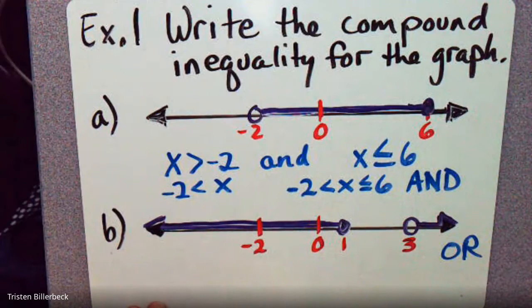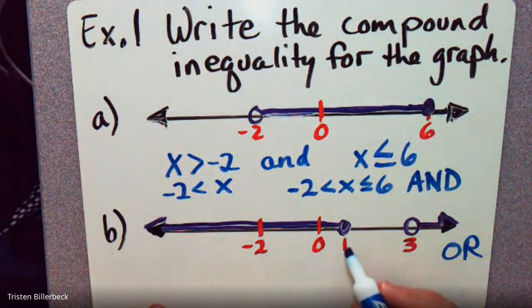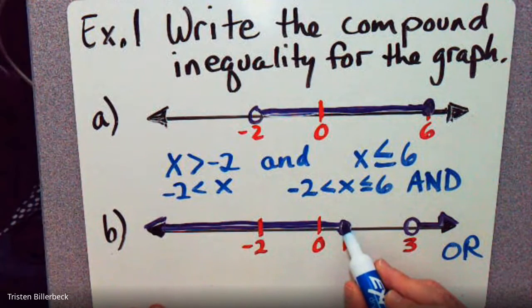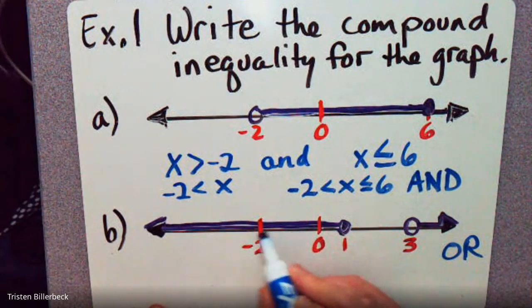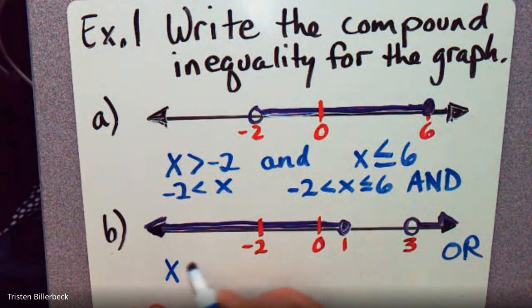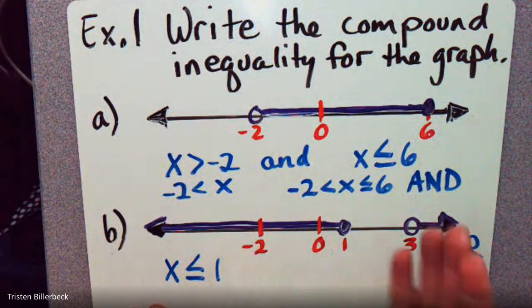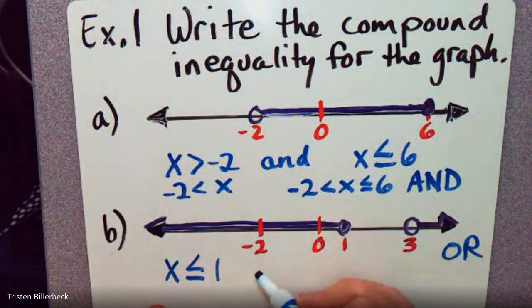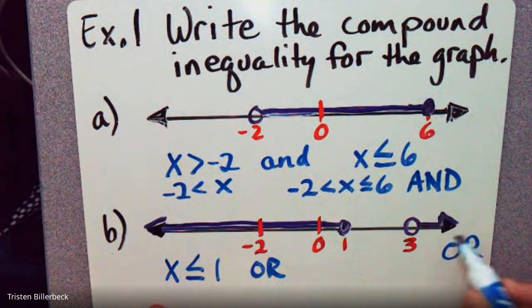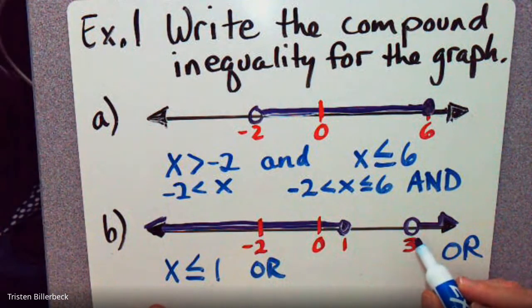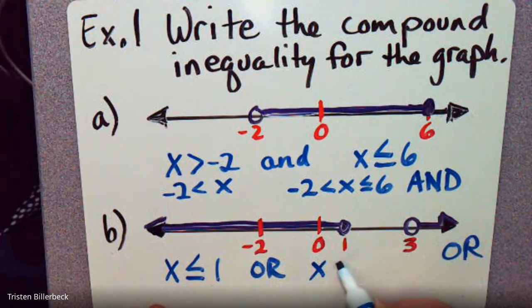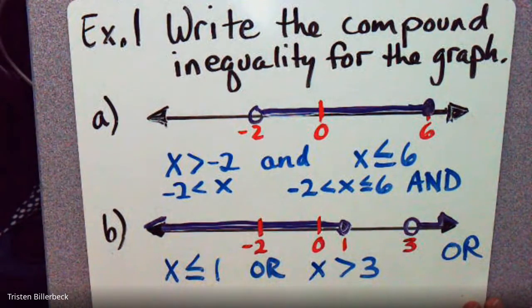So let's write what this is. So we have a filled in point here, so 1 is included, and x is less than or equal to 1. So that's representing this side. Or we see we have 3 that's open, so x can't equal 3, but it's greater than 3, so x is greater than 3. So those two situations exist.